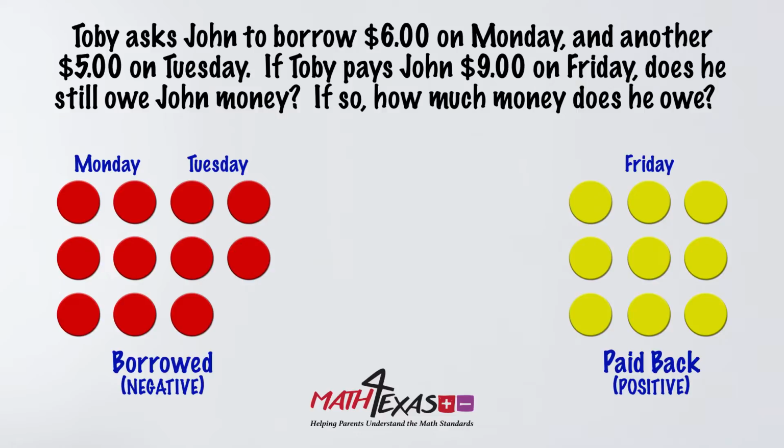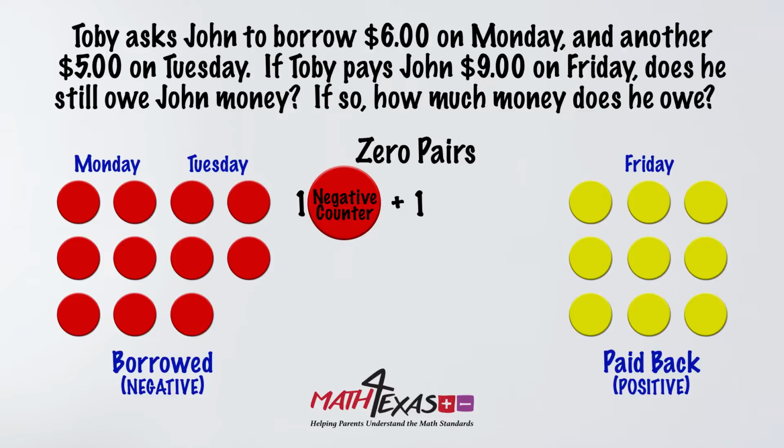Now in order to find out if he still owes John money and how much he owes, we're going to use this concept of zero pairs. A zero pair is when I take one negative counter and one positive counter. And when I add those together, I'm really getting a sum of 0. -1 and +1 result in a sum of 0.